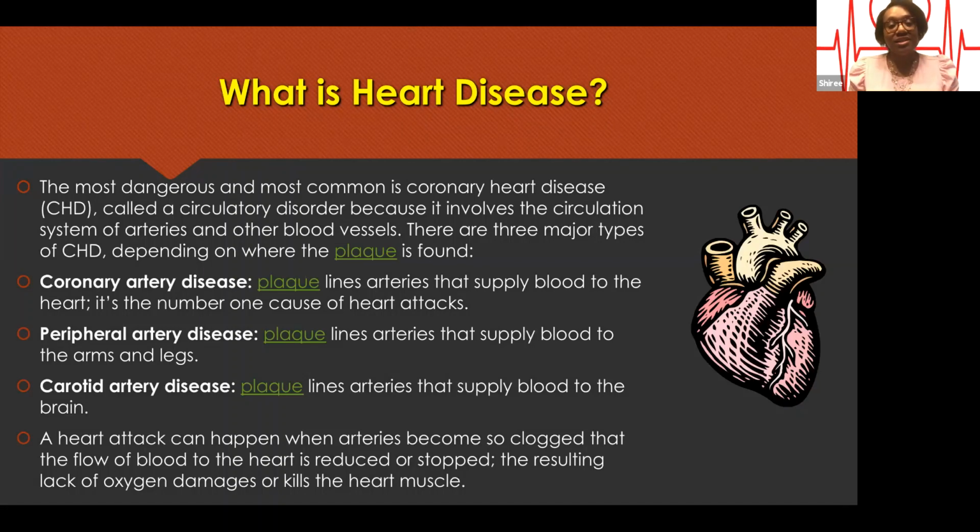And then lastly would be our carotid artery, which is here in our neck. Plaque, again, can build up within that artery. And of course, where's this blood going to? It's going to your head. So having that artery clogged would cause a decrease or a stoppage of blood flow to your brain. And so a heart attack can occur when any of those arteries become clogged.